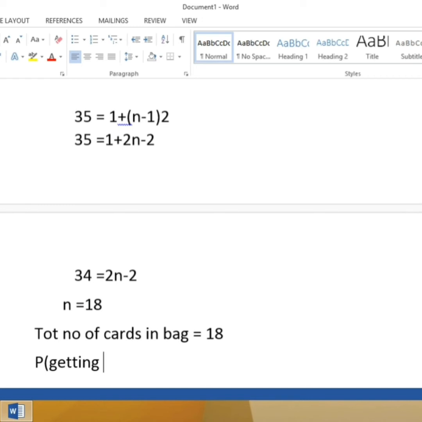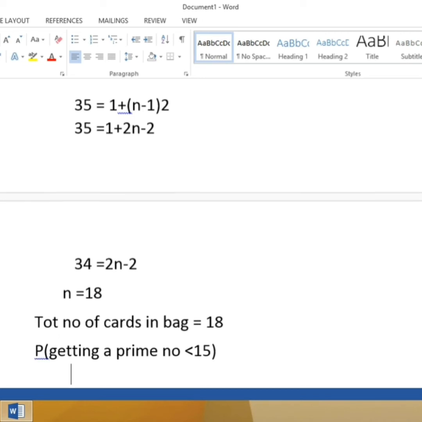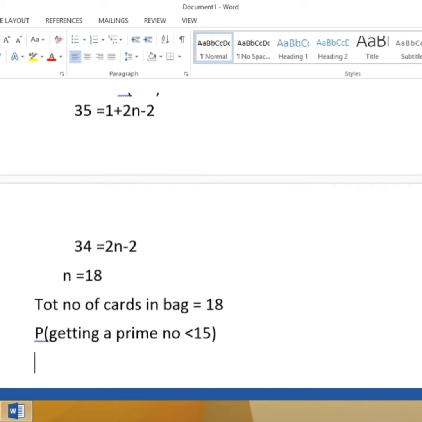Now we have to find the probability of getting a prime number less than 15. We know it's an odd number pattern, and 1 is not listed here, and 1 is not a prime number. 2 is a prime number, but it's not part of this list. So 3, 5, 7, 11, 13 are the prime numbers from the total outcomes. So the probability is 5 by 18.